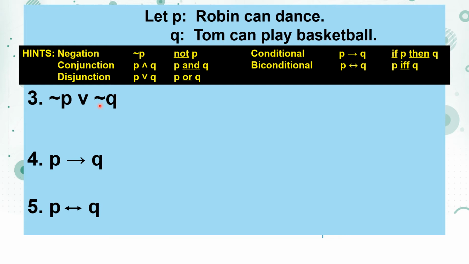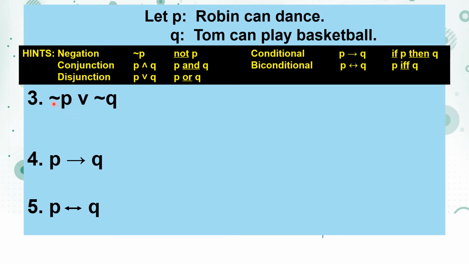Next, again, this symbol is for negation. And the keyword for negation is not. So we read this as not Q. Let's read it again. Not P or not Q. So let's translate this mathematical statement into an English statement.